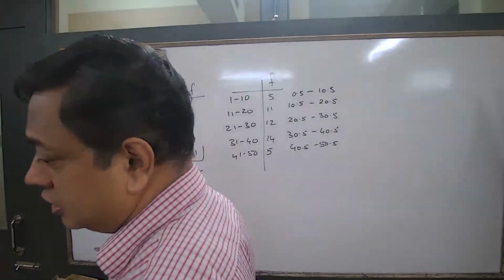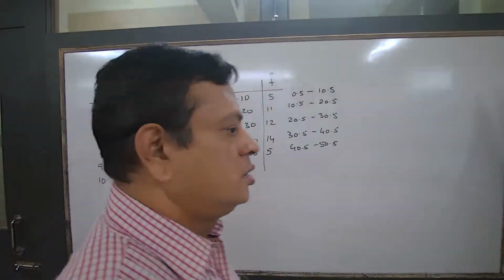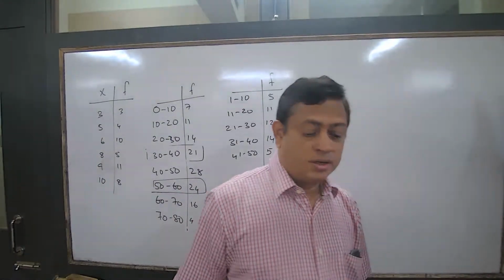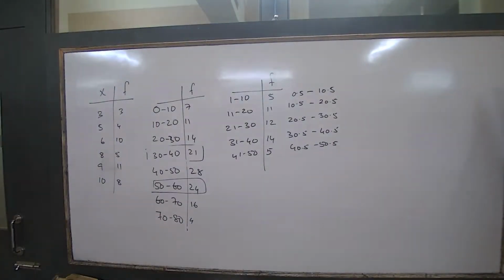Yeah, first you write range. Range is the difference between the largest and the least value of the observations. Are you following?